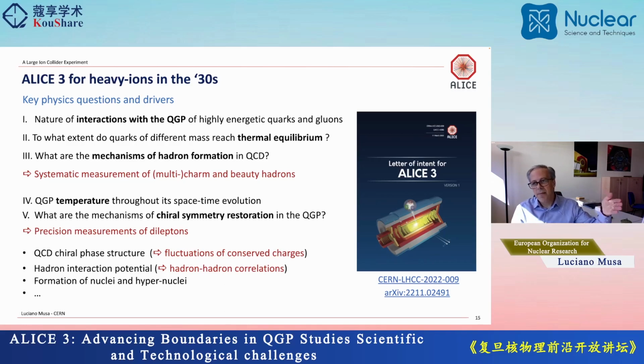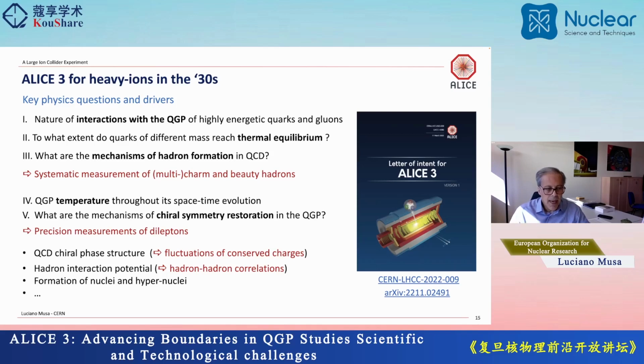So going really from the interaction with the medium to the full or partial equilibration, and then how fully or partially equilibrated quarks can recombine to form hadrons. So what are the mechanisms of hadron formation in QCD? And these three questions will be addressed by systematic measurement of multi-charm and beauty hadrons. So the production yields, but of course also the flow of multi-charm and beauty hadrons.